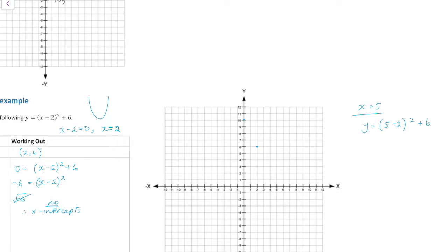Actually, that might be too big of a number for us to work out because my y-axis doesn't extend that far. Let's just do 3. So we've got y equals 3 minus 2 all squared plus 6. Y is equal to 1 plus 6, so y is equal to 7. So when x was 3, y was 7 up here.